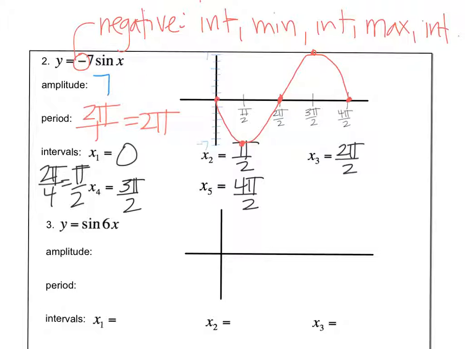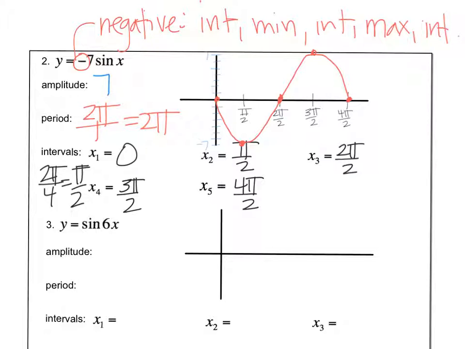Good? So if this is negative, go down first. You go to the negative 7 first, because it was negative 7. I'm going to go to the negative 7, then go to the positive 7. But you're always starting on the intercept for sine. You're always starting on the origin.